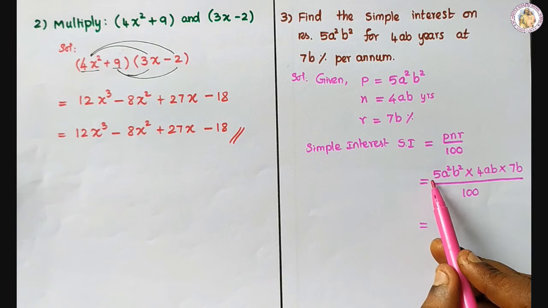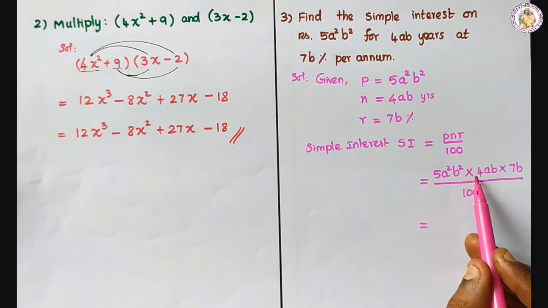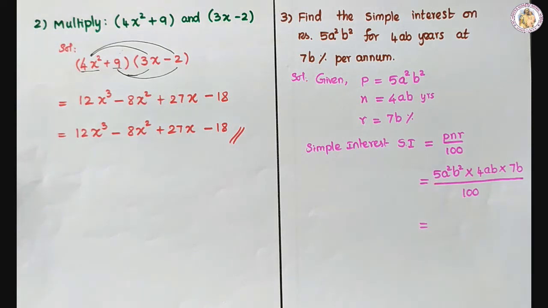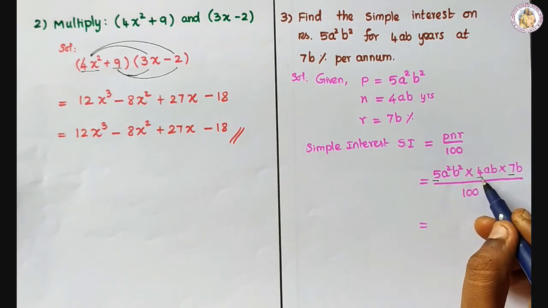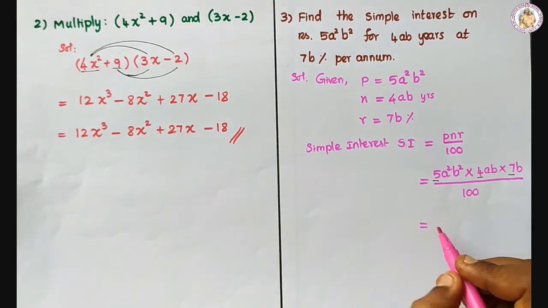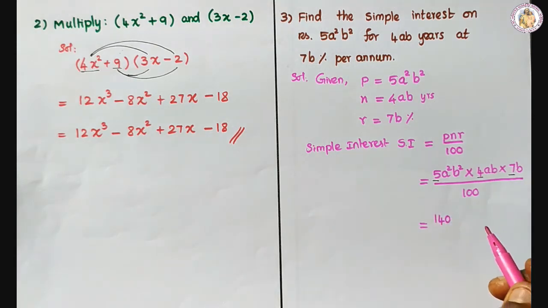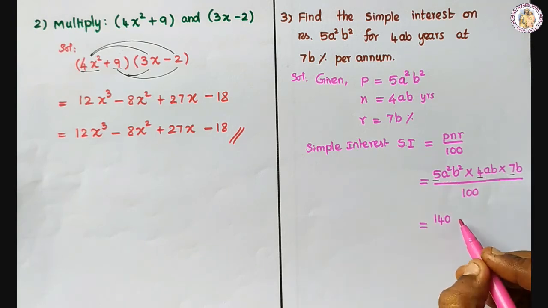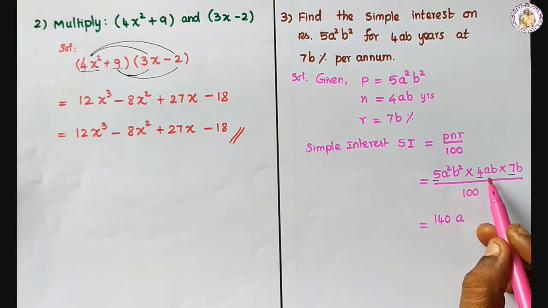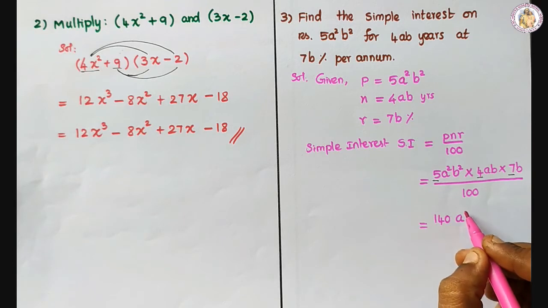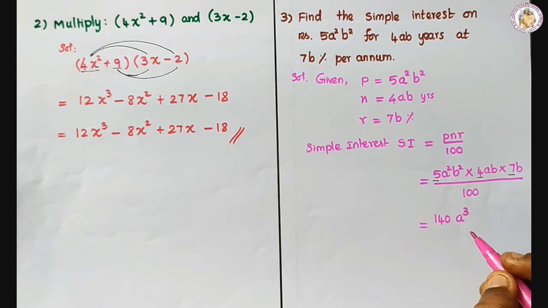Listen, multiply the sign first. Plus into plus into plus is plus. And then the numerical coefficient: here 5, 4, 7. 5 4s are 20, 20 7s are 140. And then the a terms: a squared into a. The base is equal, a, so add the powers, 2 plus 1, that is 3, a cube.